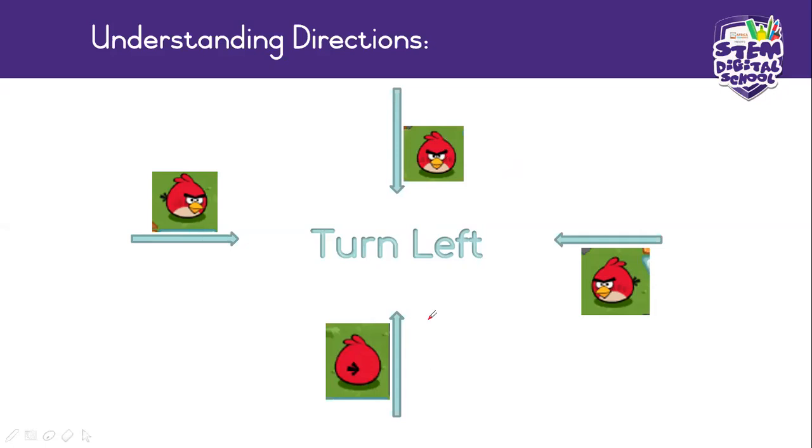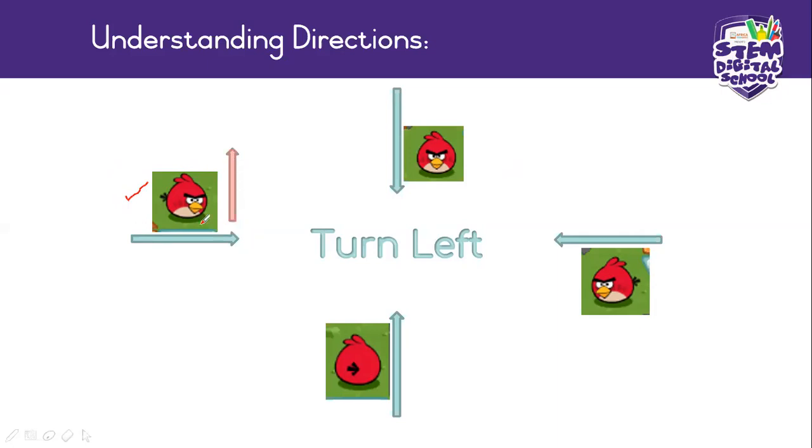Now if we look at this one, we are here. If Angry Bird is facing this way and we tell him to turn left, that means he will be turning up. So you have to try to remember. You have to try and turn your body the same way as him, and then you can remember which side is left.